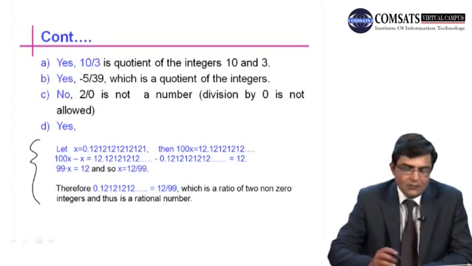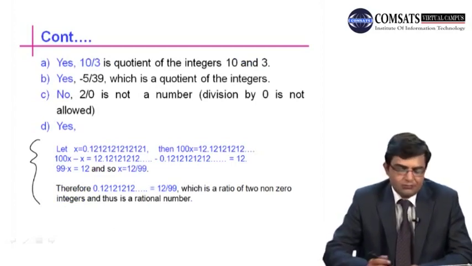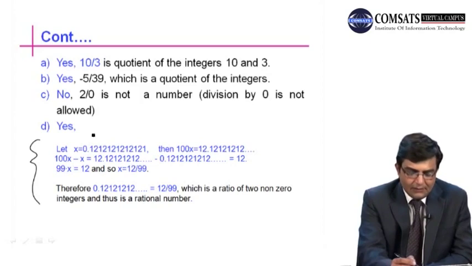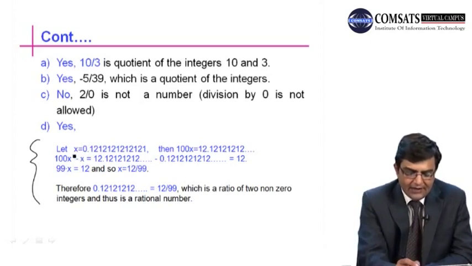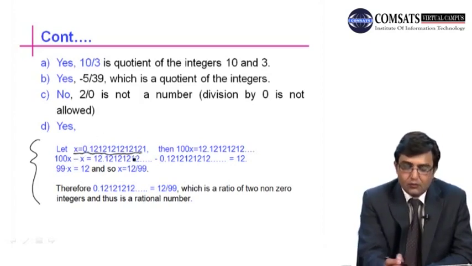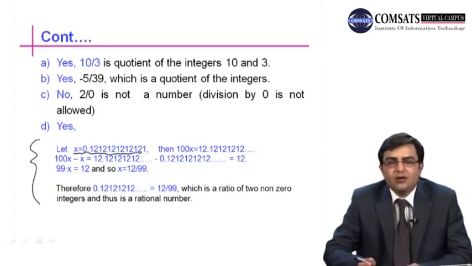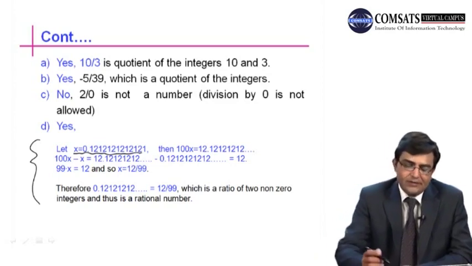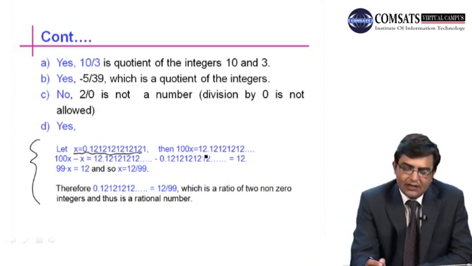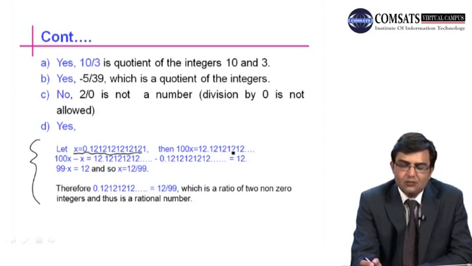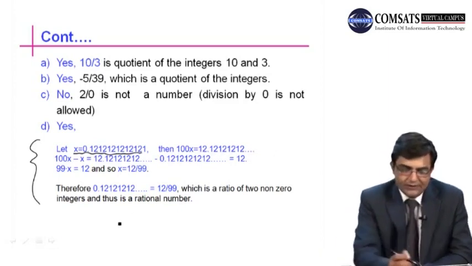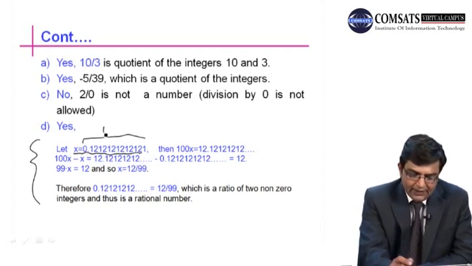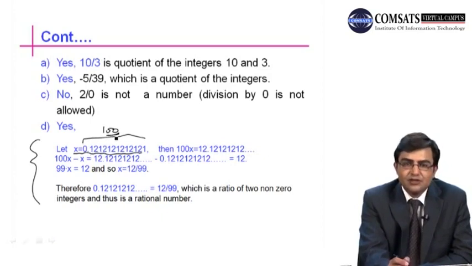To verify that this decimal number satisfies both these conditions, we can proceed as follows. Let x be this number. Here we have supposed that x is 0.12121212 and so on. If we multiply both sides by 100, then 100x is equal to 12.12121212 and so on, because multiplying by 100 moves the decimal point two places to the right, since we have 2 zeros.